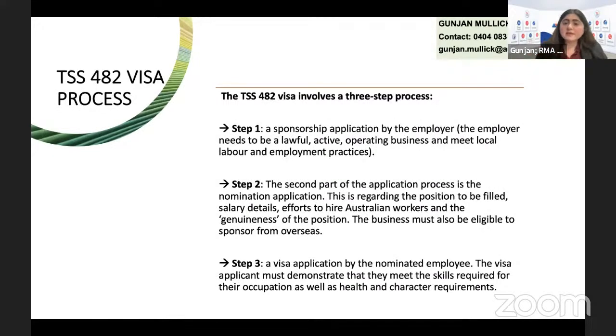So what does the TSS visa involve? What are the steps? For example, everybody knows that the Victorian state nomination comprises an EOI, then you lodge a nomination, and then you lodge a visa. Similarly, TSS visas also have steps involved.